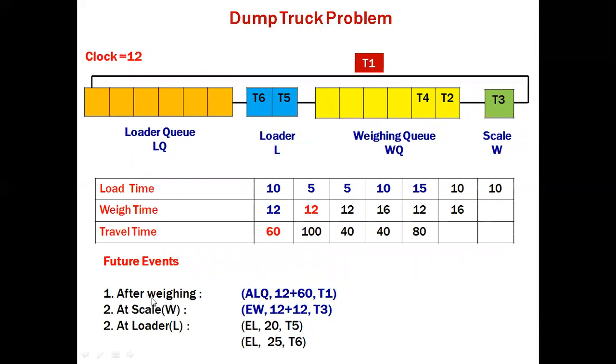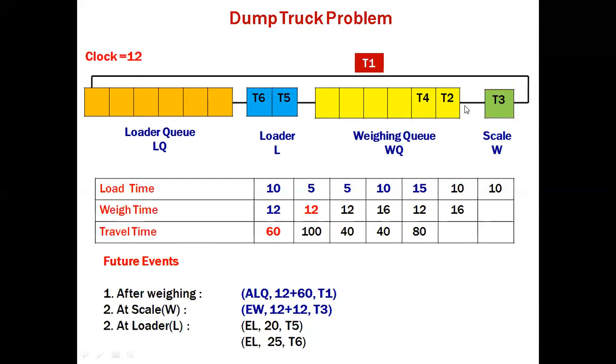So the new event is after weighing. ALQ is nothing but after weighing. Okay. So ALQ we mentioned. Then what is the current clock? 12. Now check out the weighing time. Okay, sorry, what is the traveling time? So ALQ means after weighing, correct? So it is ALQ, comma, the current time is 12 plus travel time we have to find out. That is 60. So 12 plus 60 and then T1.